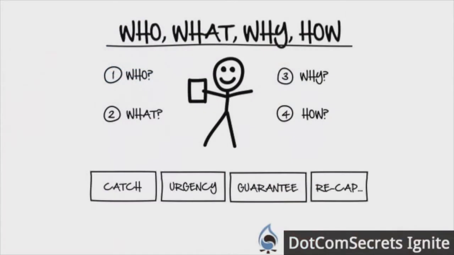And the script is very, very simple. It's the who, what, why, how. I'm going to answer these 4 questions. Question number 1, who am I? Question number 2 is what do I have? Question number 3 is why do you need it? And question number 4 is how do you get it?